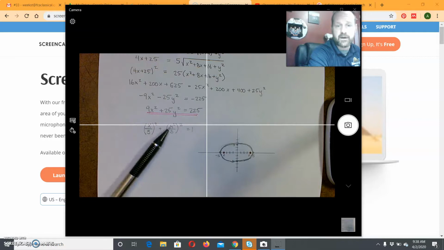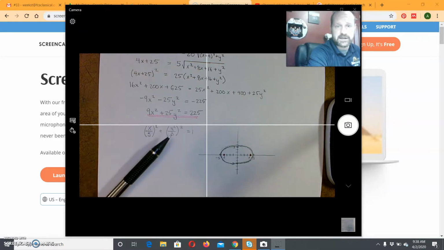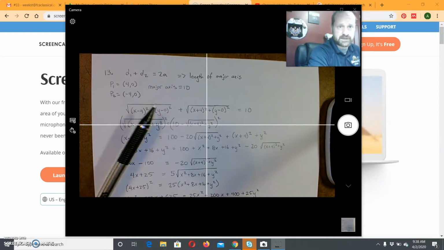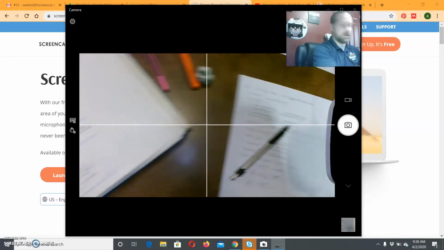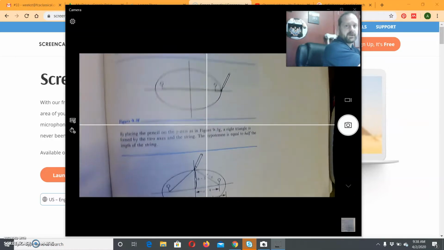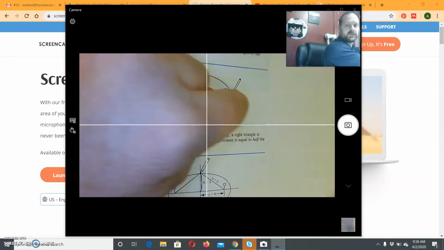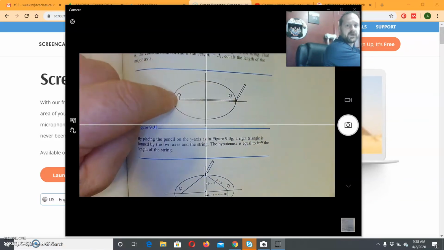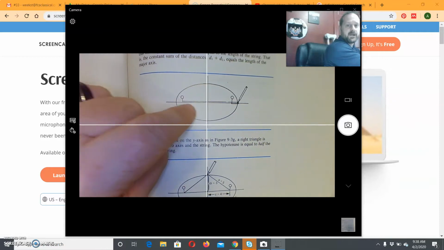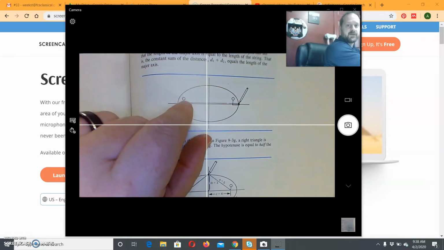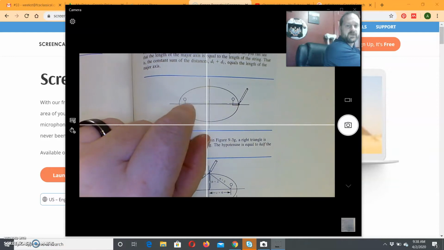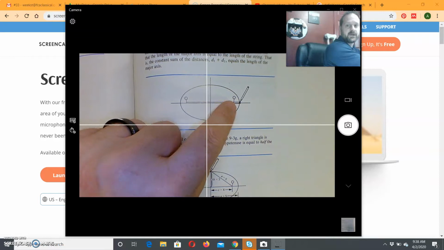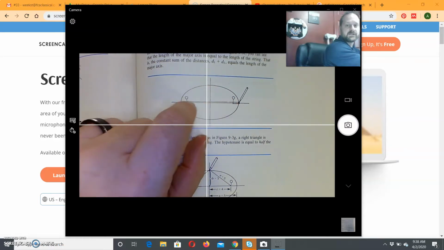Now, what in the world did we do? We set D1, did all this other stuff way up here. We said D1 plus D2 equals that. Imagine that we had a string that was 10 units long, and we put pins at each of the foci. We had a pencil here, and this string is attached with a pin at each of these two points, (-4, 0) and (4, 0). The length of the string is 10 units long.